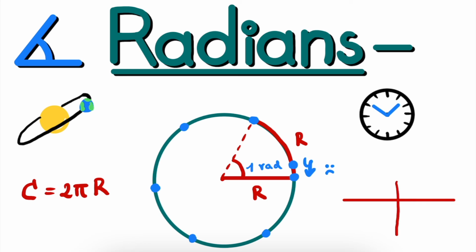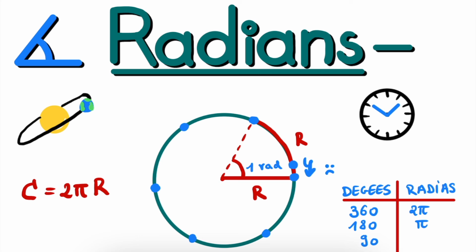And this relation also allows us to connect our beloved degrees to radians. Namely, 360 degrees, or 1 full circle, corresponds to 2 pi radians. And likewise, 180 degrees corresponds to pi radians, and so on.